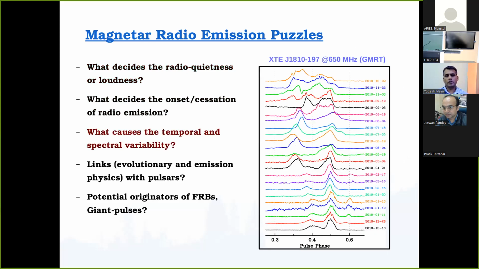What causes the temporal and spectral variability, as opposed to pulsars, for which their average profiles are considered like their fingerprints, in the sense that you observe the average profile of a pulsar today and after 10 years and it will be the same. But for magnetars, it can change within a day or within just about an hour or so. And one example is shown here on the right side.